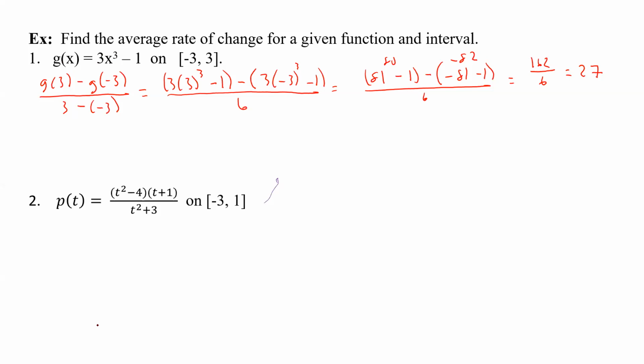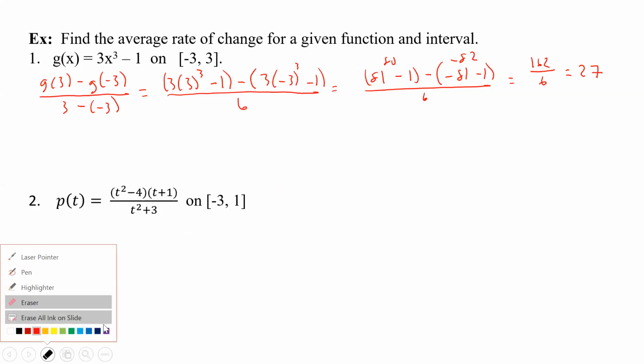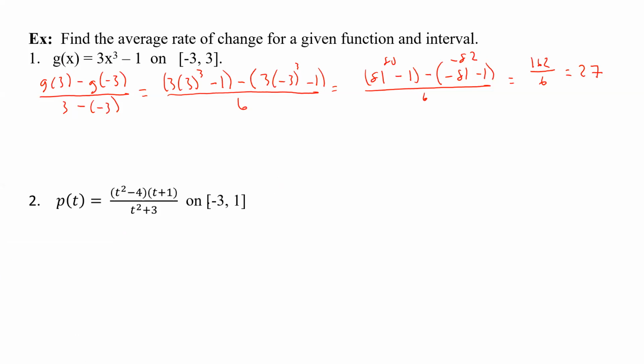Okay. All right, so let's erase this. And how about the next one? All right, so this one we're going from negative 3 to 1. So we're now on p. So p of 1 minus p of negative 3 all over 1 minus a negative 3. Well, 1 minus a negative 3, that's going to be the easiest part. That's going to give us just 4.